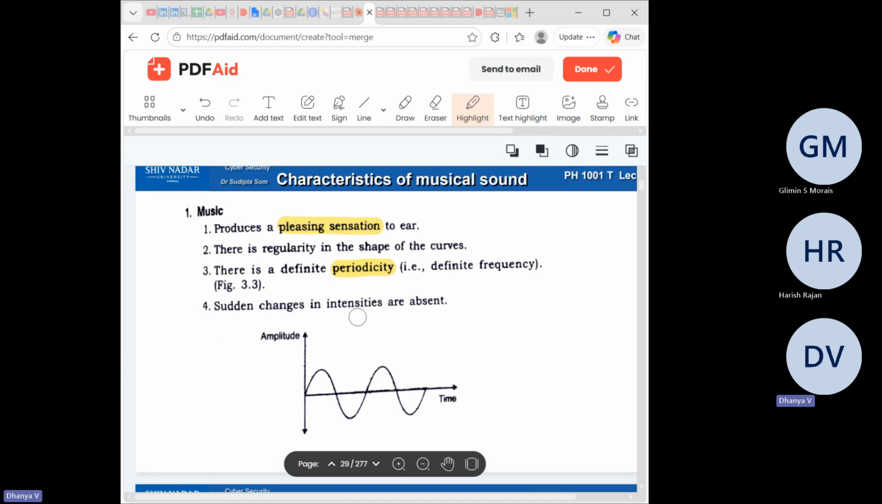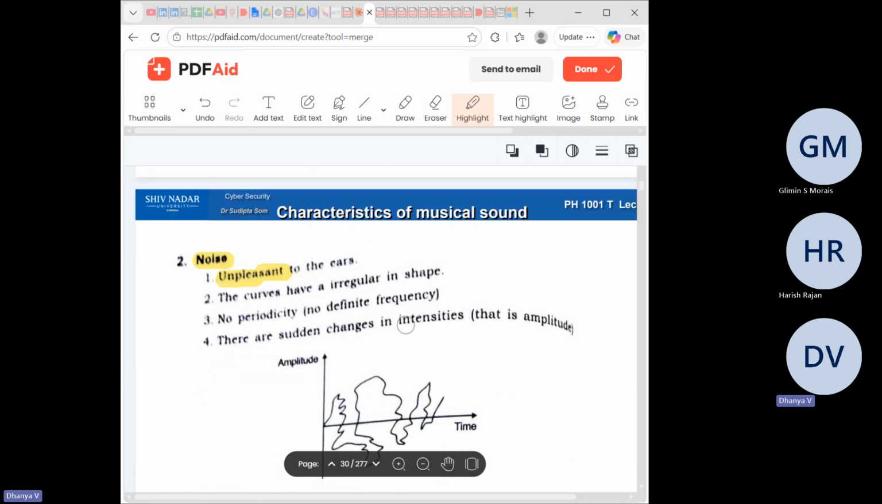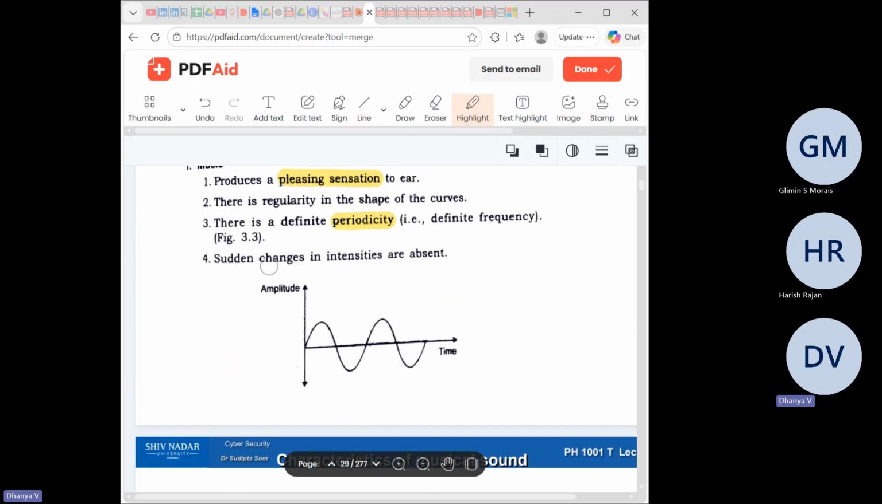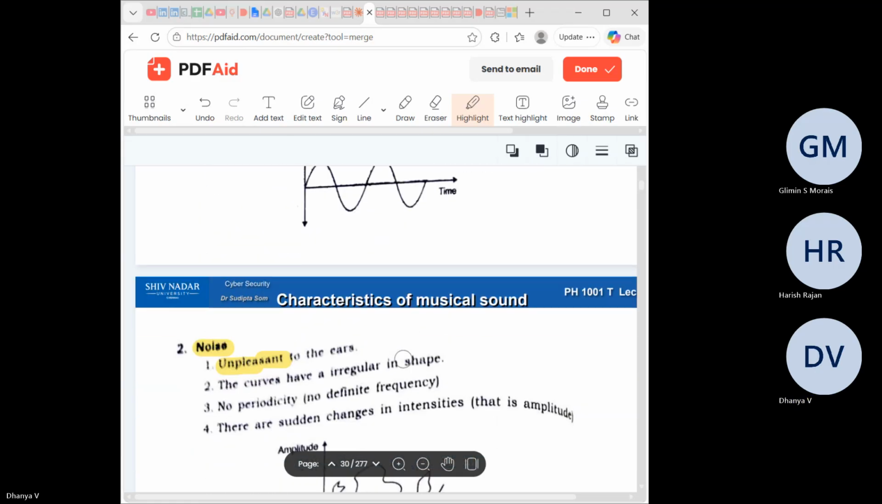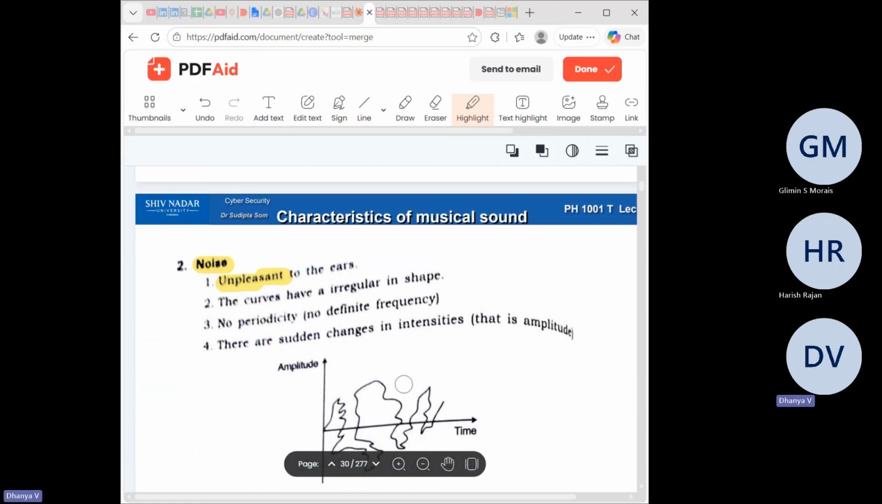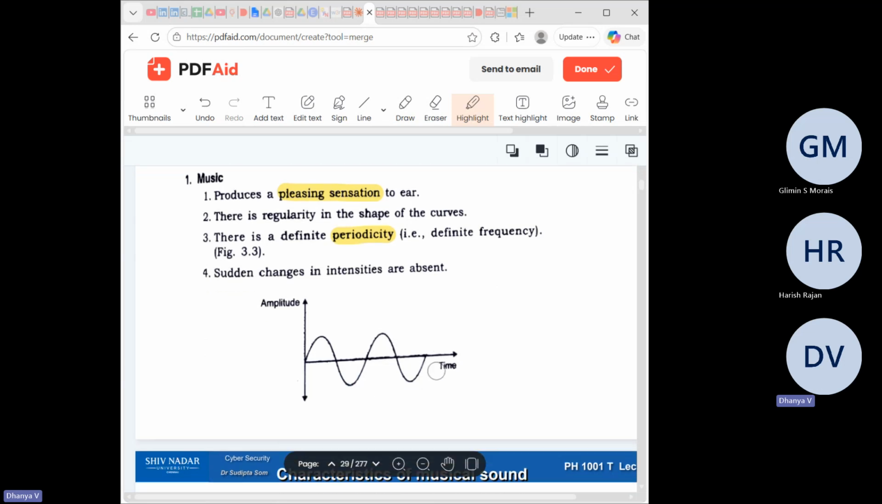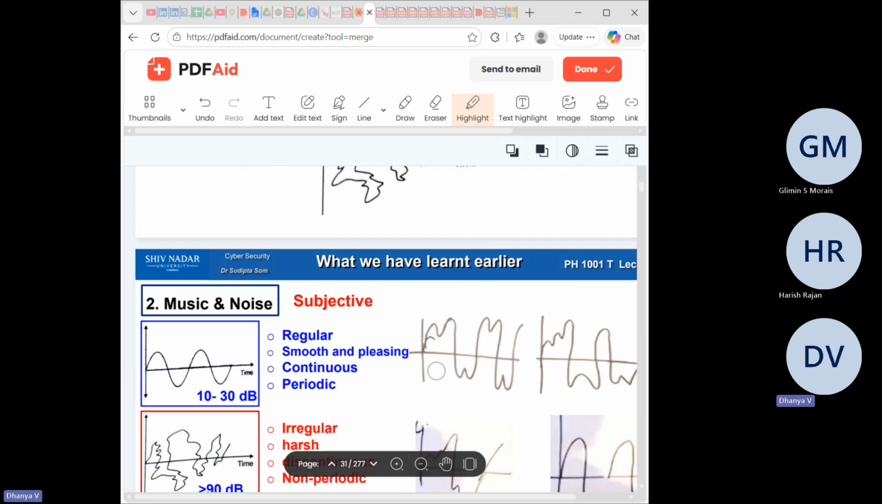Sudden changes in intensities are absent over here because it's all smooth. Here there are multiple sudden changes. So just know the points: pleasant and unpleasant, regularity and irregularity in the shape, periodic and non-periodic, and no sudden changes in the intensity. These are the points that you should remember, and then you can draw that.